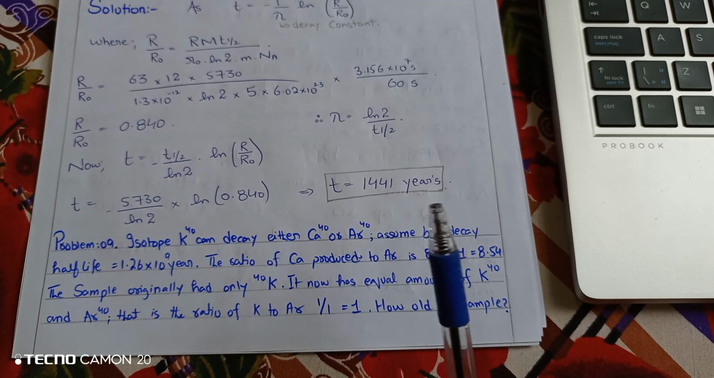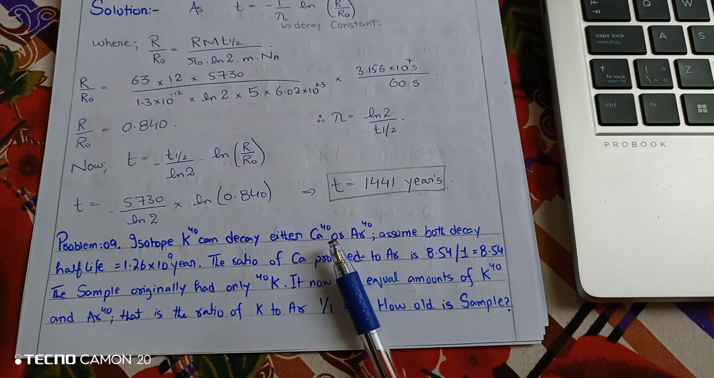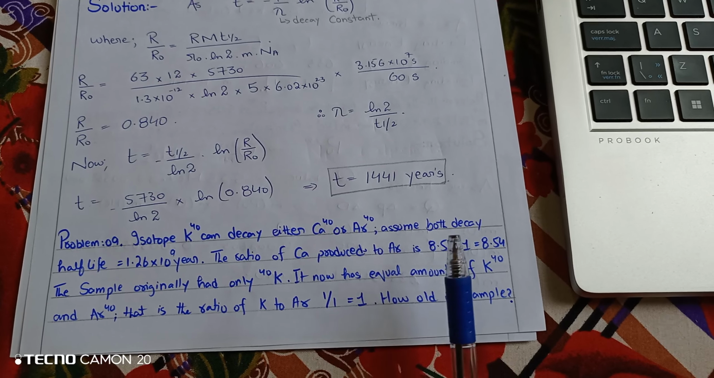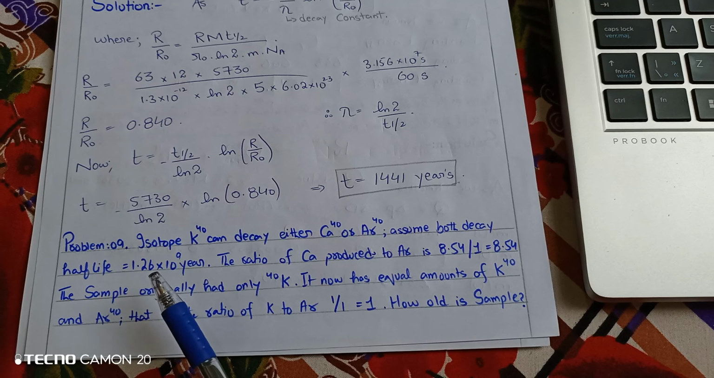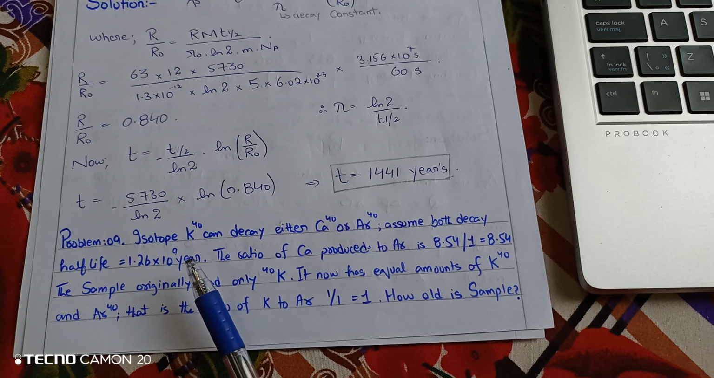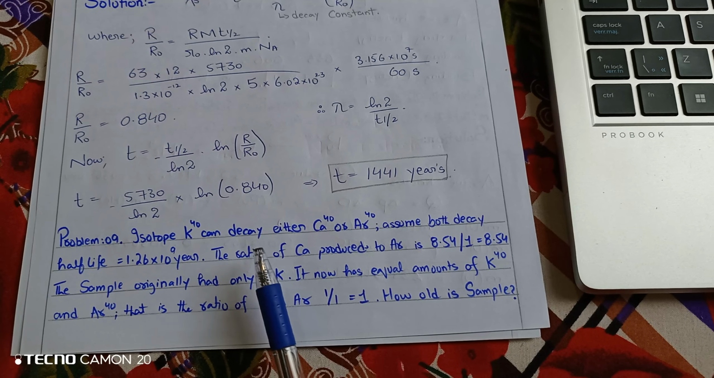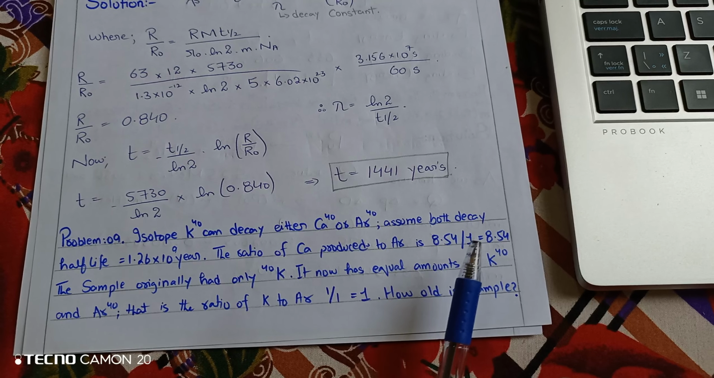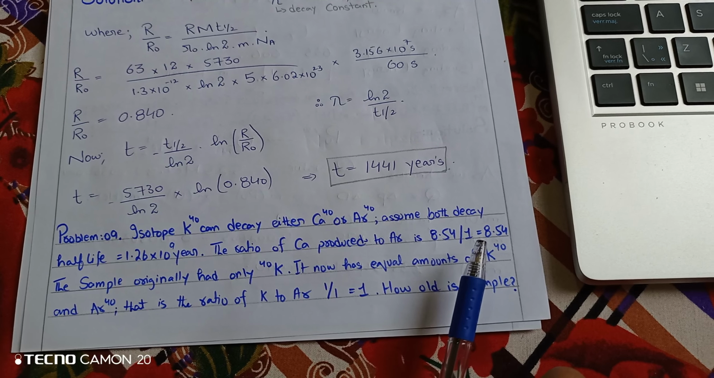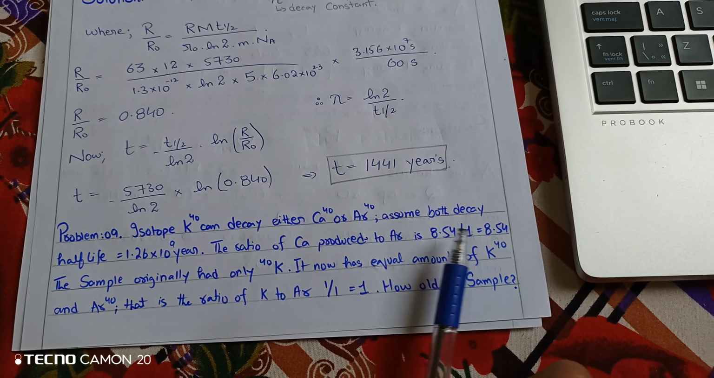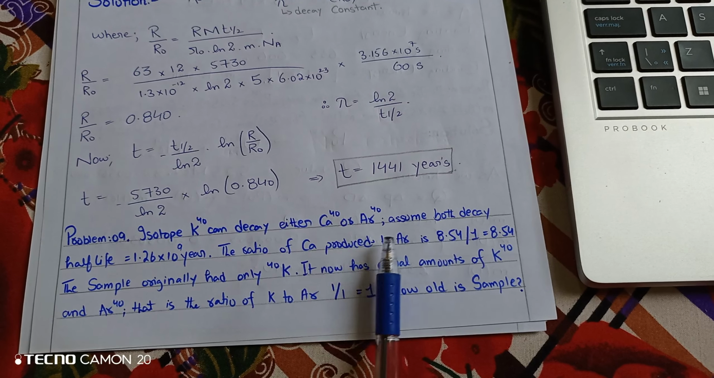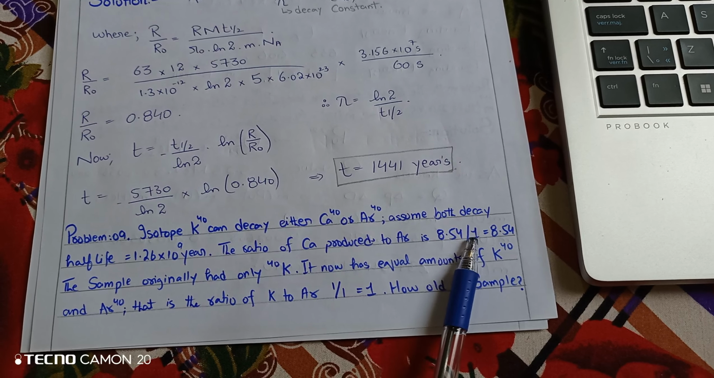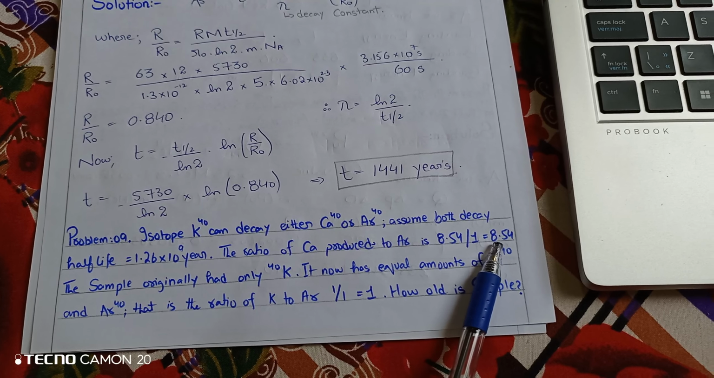Now move towards our ninth problem. The isotope of potassium 40 can decay either into calcium 40 or argon 40. Assume both decays have a half-life of 1.26 times 10 to the 9 years. The ratio of the calcium product to the argon product is 8.41 divided by 1, approximately 8.41. This is the ratio of calcium to argon, calcium per argon, and it equals 8.54.